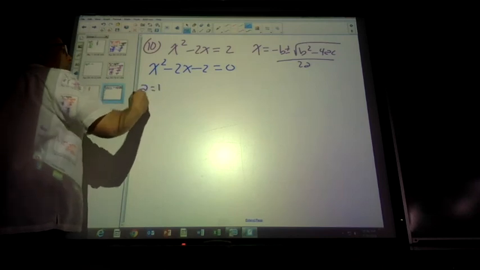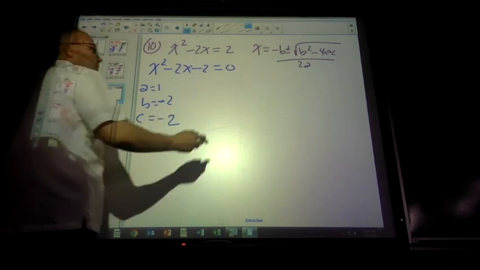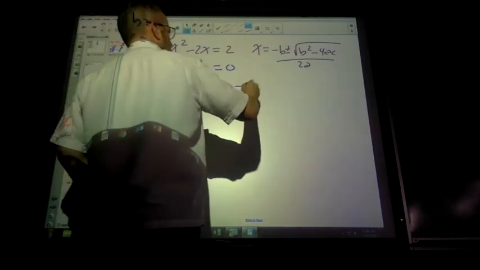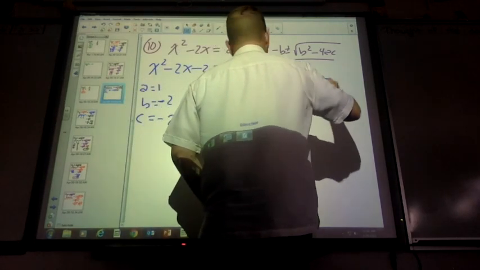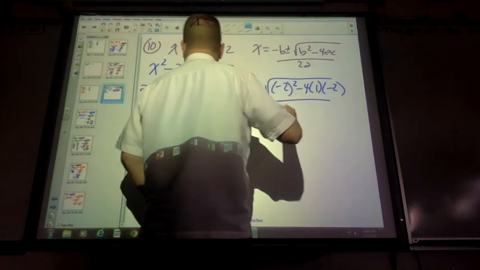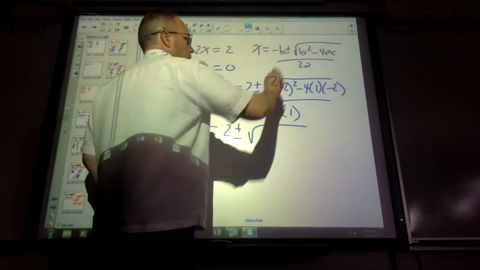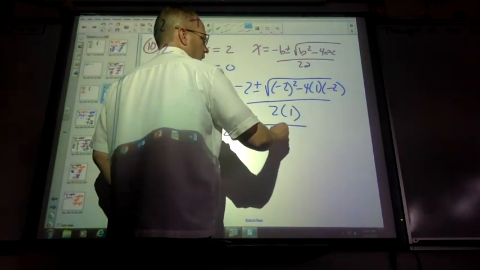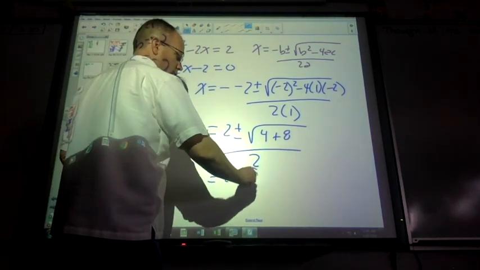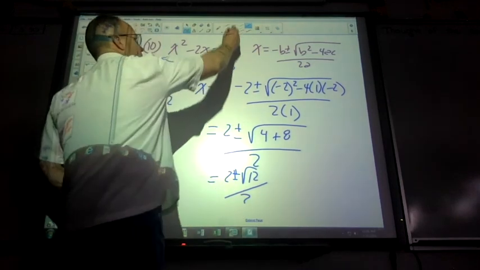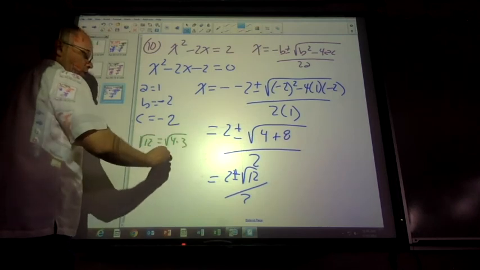So a is equal to 1, b is equal to negative 2, c is equal also to negative 2. So I get x equals negative negative 2, which is 2, plus or minus the square root of negative 2 squared minus 4 times 1 times negative 2, all over 2 times a. That's 2 plus or minus the square root of 4 plus 8 over 2, which is 2 plus or minus root 12 over 2. Root 12 breaks down to 4 times 3, which is 2 root 3.